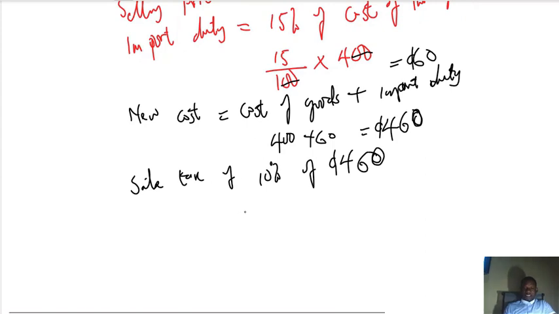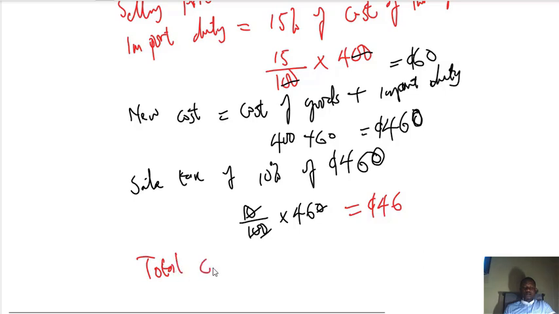So here let's check for 10% of it. So 10 over 100 times 460. Okay, so we have this, and this will cancel, then this one will cancel this, then we have 46 Ghana cedi. So this is the sales tax she paid on the item, including the import duty and the cost of it.